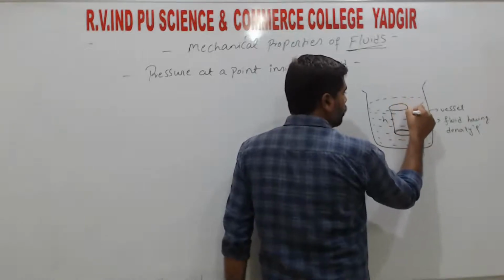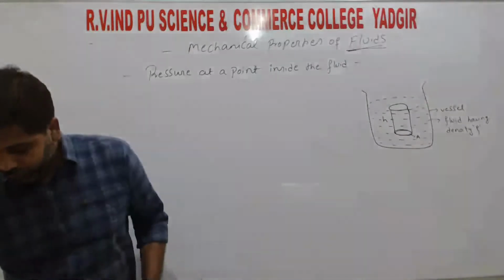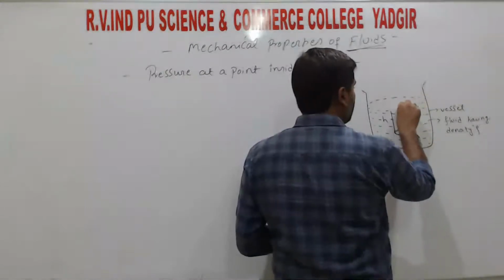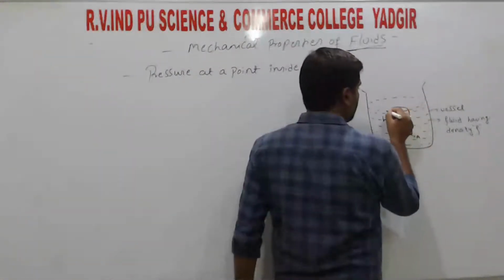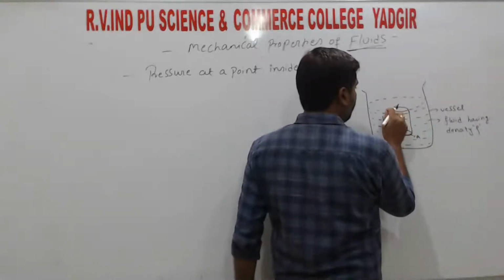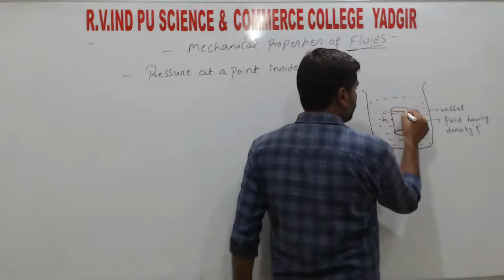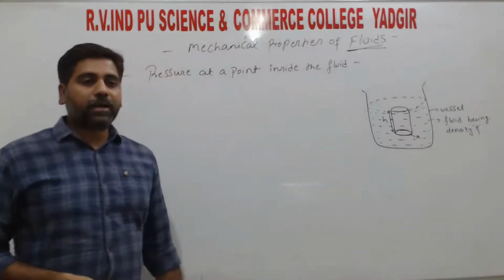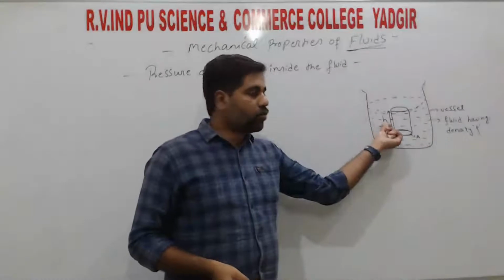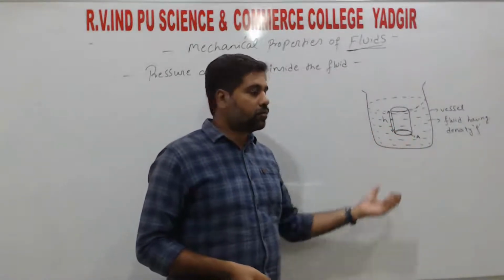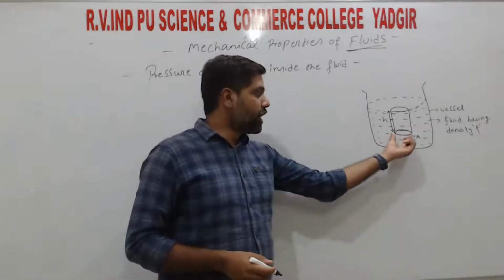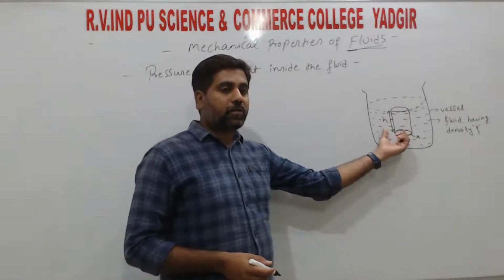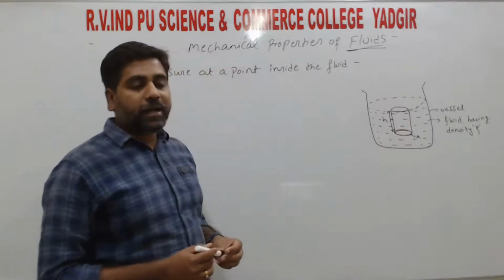This is from the surface. The length of the cylindrical element, that is the volume element, is h, and the area of cross section is A. This is an imaginary volume element, it does not actually exist. We consider one imaginary element, the volume element, which is again three dimensional.